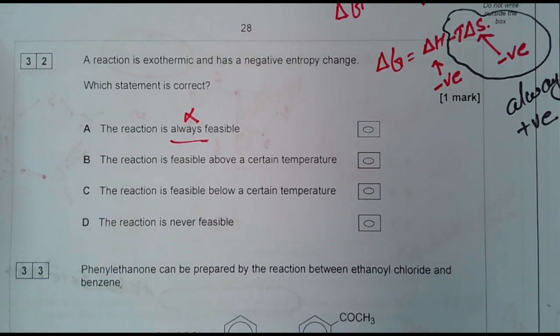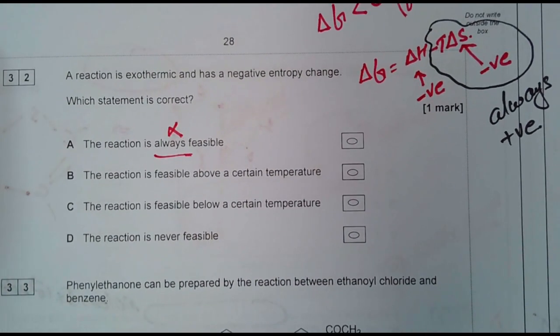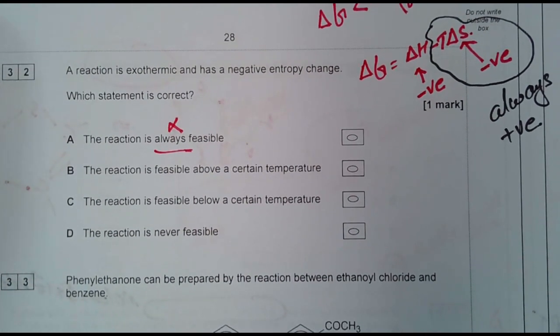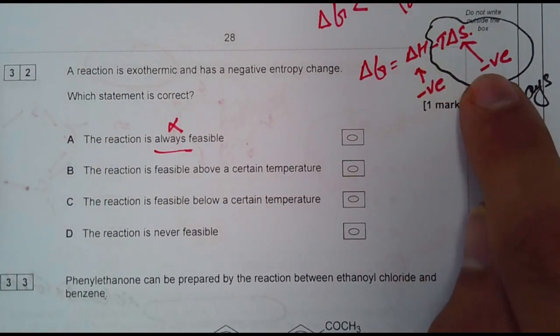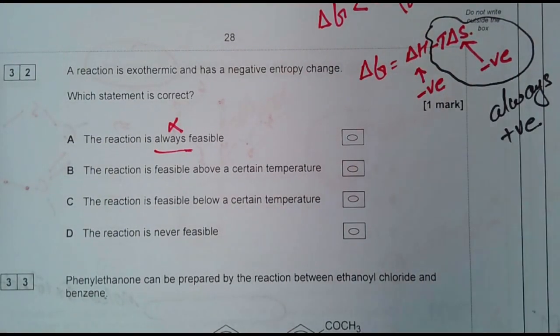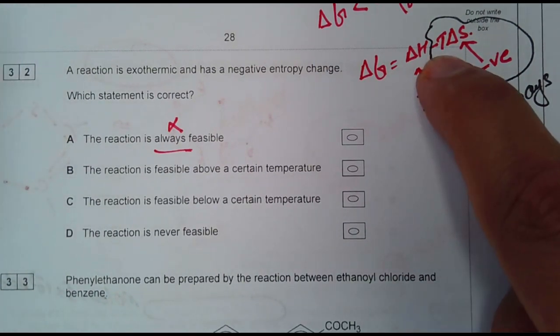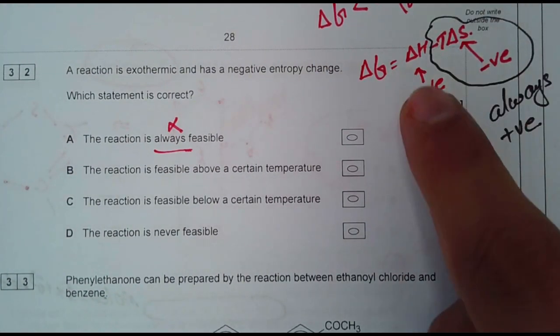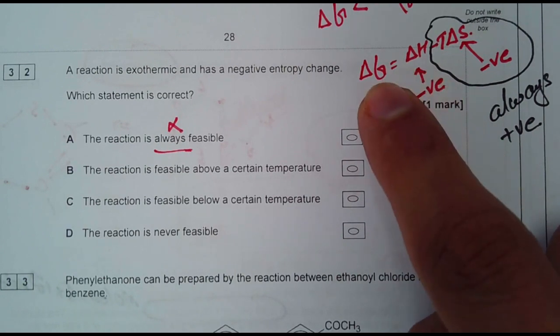Sir? Yes? I don't understand that though, because if delta H is always negative, and let's say you have a really big value and you're minusing it by a really positive. Oh, it's minus. Because this is minus and this is negative, minus multiply minus, these two negatives become positive, right? Yeah, I see it. So if the temperature is very large, then this value will become bigger than the delta H, and then your delta G will become greater than 0, and it will not be feasible.